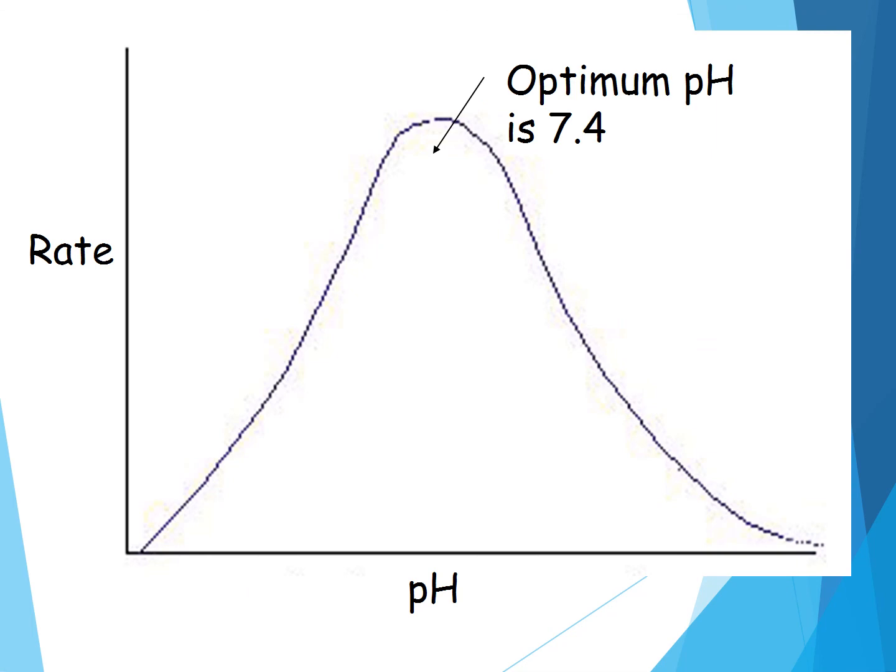Alternatively, we can see the optimum pH for the potato disc containing the catalase enzyme is a pH of about 7.4. Therefore, it's a slightly alkaline pH where we get its optimum effect.